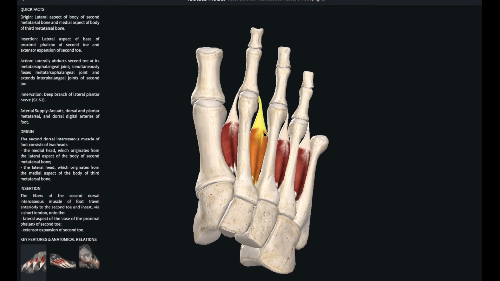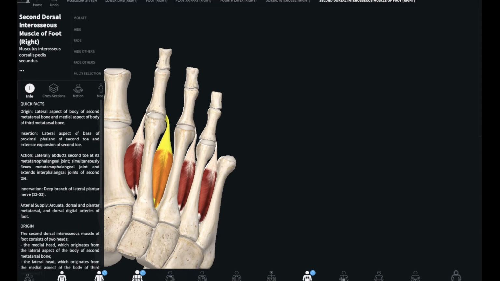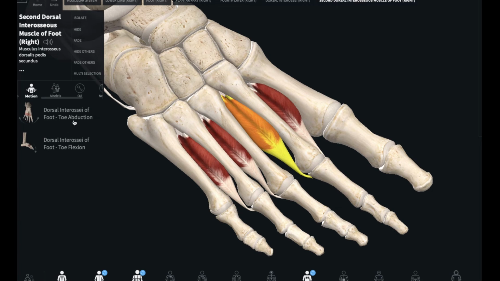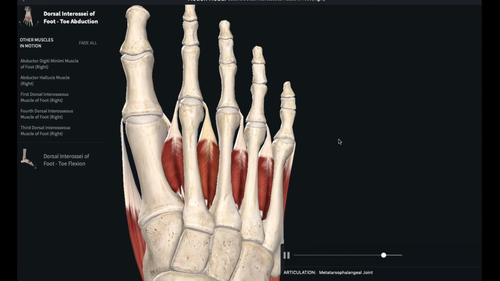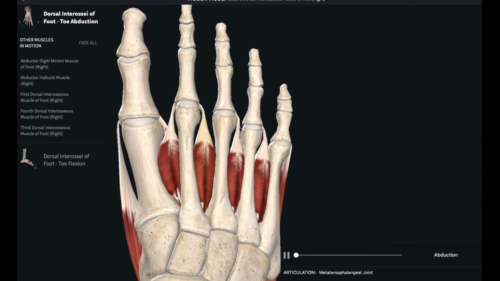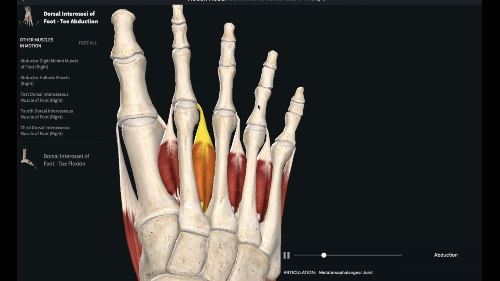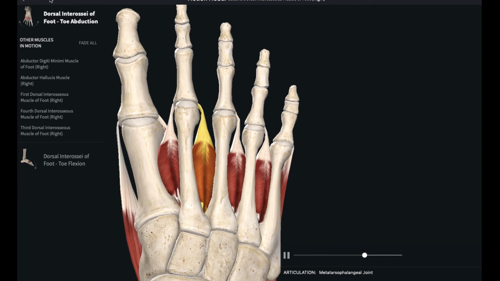So it obviously does abduction, as you can see about the placements here. It's on this side, so it's going to be pulling it down laterally. Now, so the action, toe abduction. See, it's contracting. And then here, it also does extension of the proximal and the distal as well. And then it does flexion and abduction.